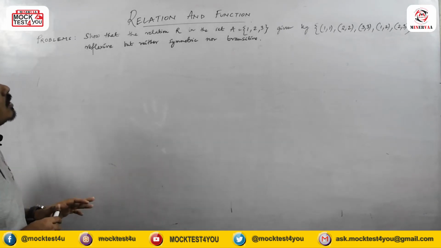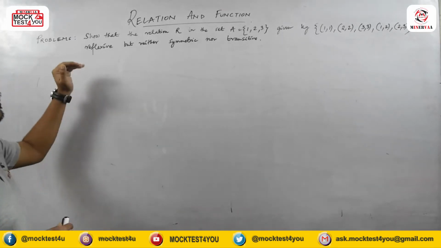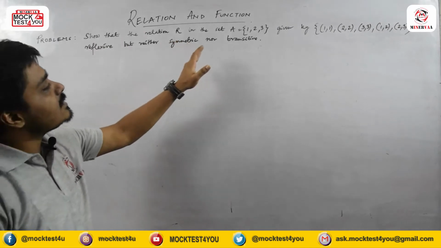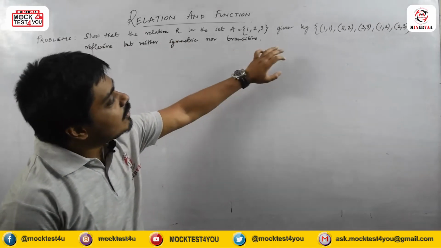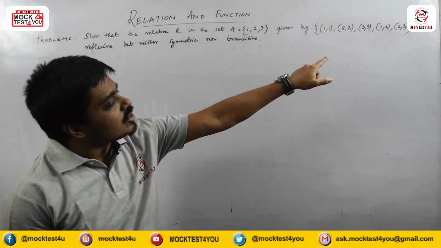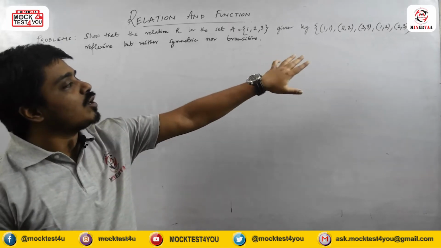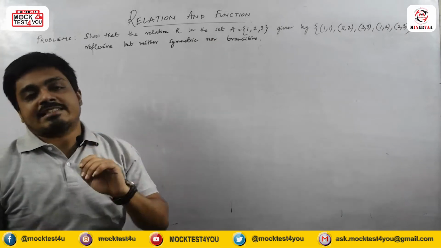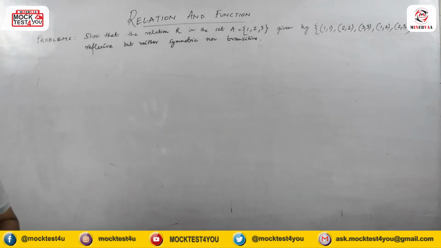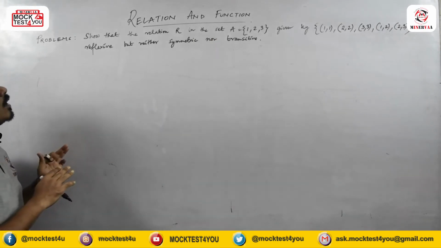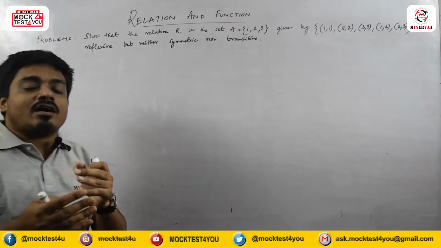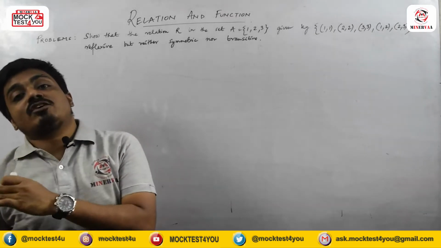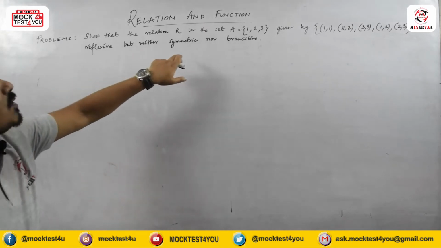The first question we have here is: show that the relation R in the set A = {1, 2, 3} given by R = {(1,1), (2,2), (3,3), (1,2), (2,3)} is reflexive but neither symmetric nor transitive. So we have to prove this. In order to prove it, we need to go back to the time when we learned reflexive, symmetric and transitive.